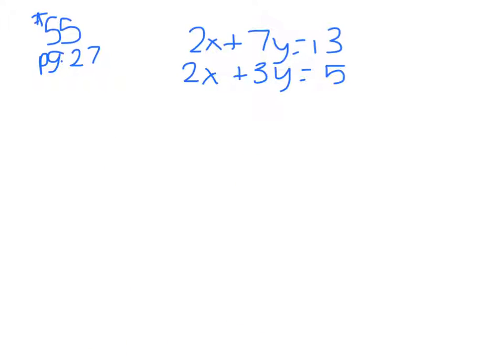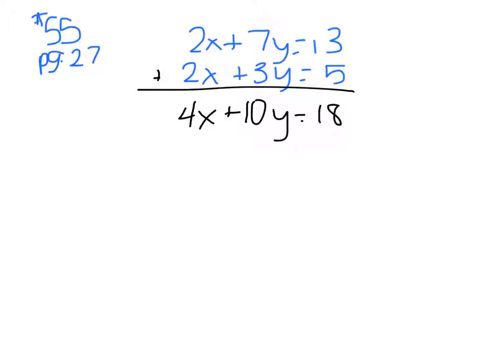In this example, number 55, also from page 27, we're going to do the same process. We're going to look to see, can we add these together and will something eliminate? So when we add them, we'll get 4x plus 10y equals 18. Nothing is eliminated, so we do not want to just add them together. So this is not what we want to do.